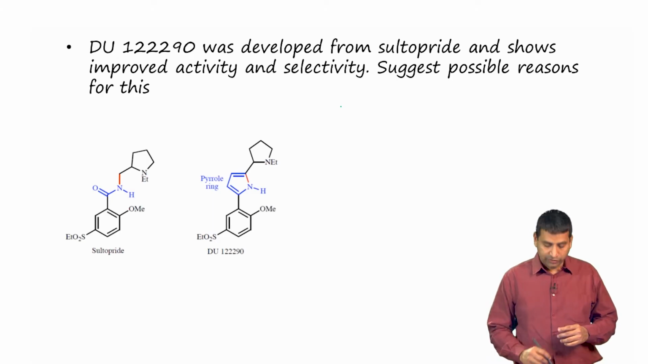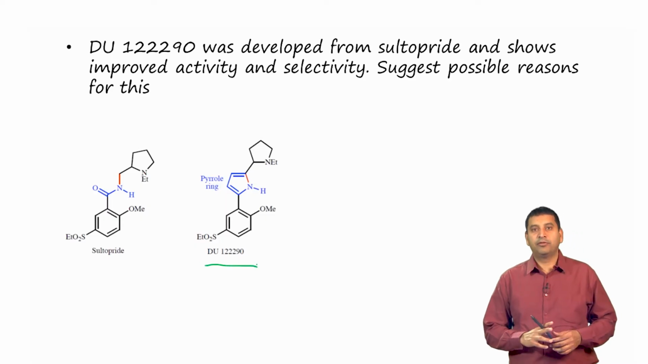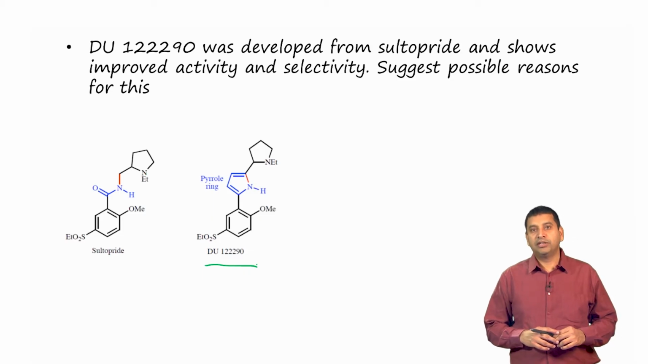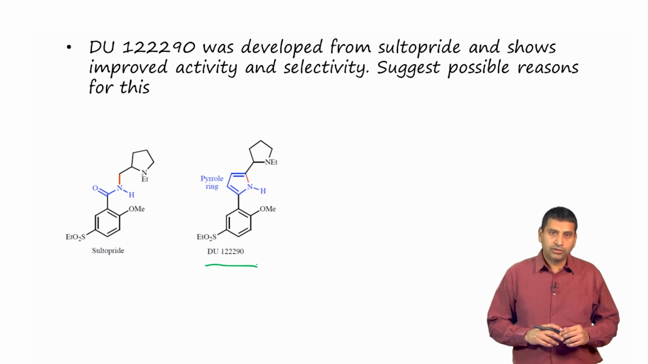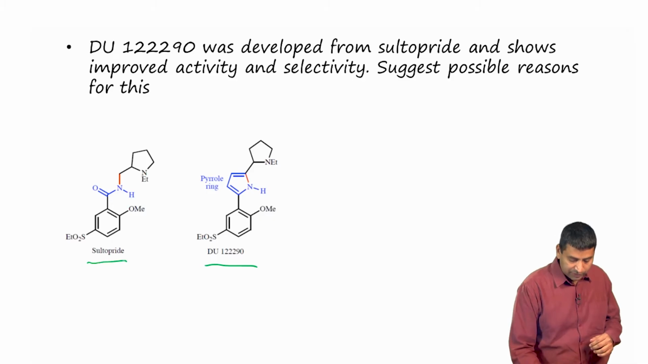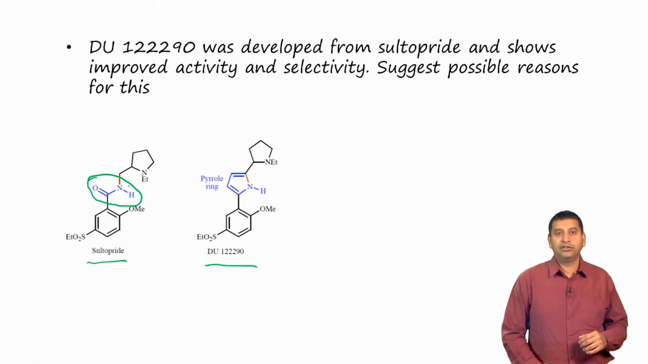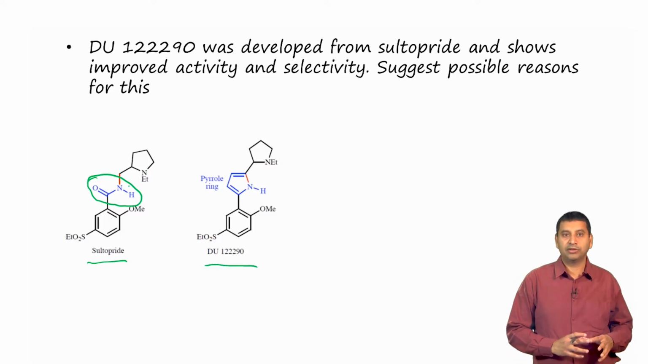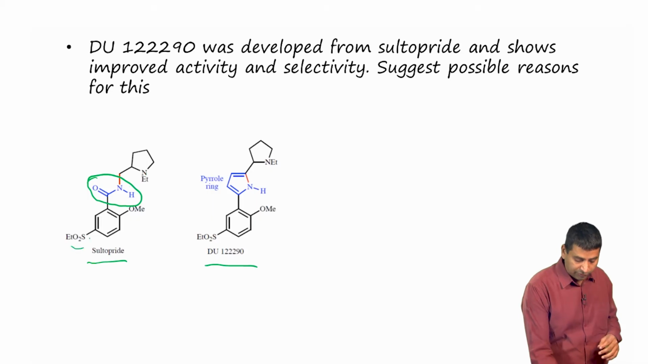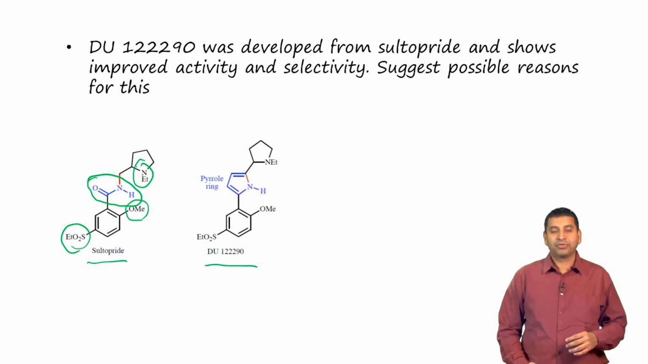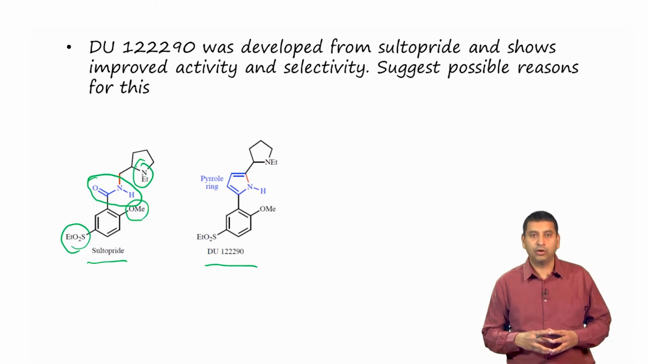DU12290, which is the drug shown here, was developed from this compound called sultopride, and it shows improved activity and selectivity. So the question is, suggest possible reasons for this. Okay, so now let's look at these two structures. Sultopride is shown here, and in blue is the amide bond, and in red is the carbon nitrogen bond. These are perhaps going to be some things that are important. And you also have a sulfate ester, a methoxy group and an N-ethyl group. So these are the major functional groups that are present in the molecule.